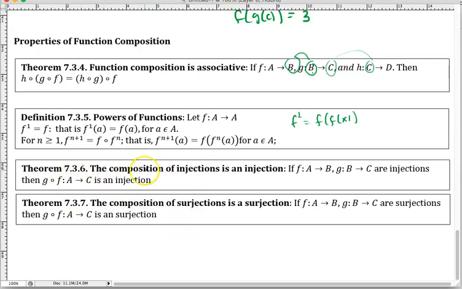Next property, the composition of injections is an injection itself. So if you compose two functions that are 1 to 1, then the composite function will also be 1 to 1. And the same goes for onto. The composition of surjections is a surjection. So if you start with two functions that are onto, then the composition is also onto.